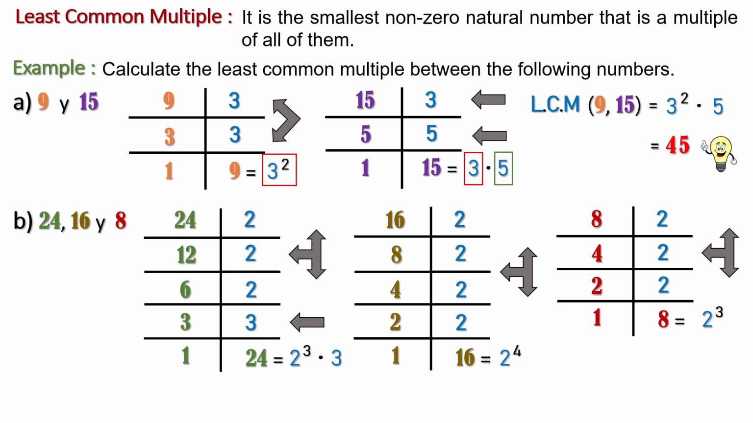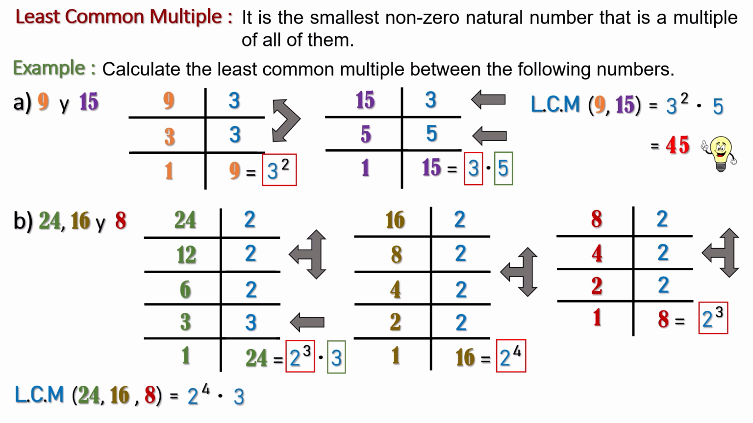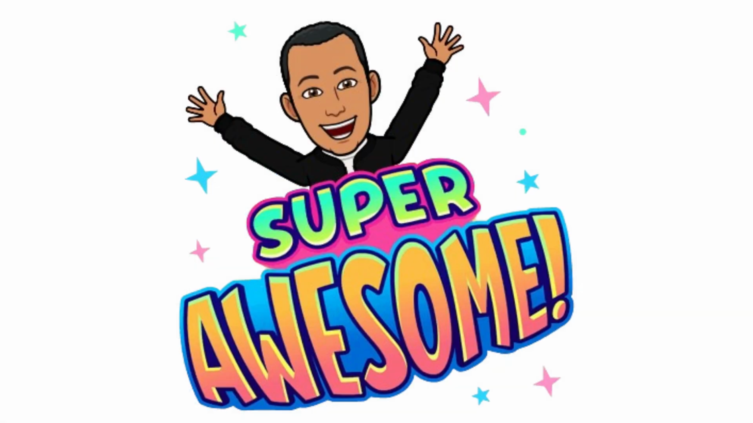Now, the least common multiple is the result obtained by multiplying all the common and not common factors raised to the greatest power. That is, we have as common factor the power of base 2, where the one with the highest exponent is 2 raised to the 4th, and the not common factor is 3. Then, solving the multiplication, we obtain 48, which would be the least common multiple between 24, 16, and 8.